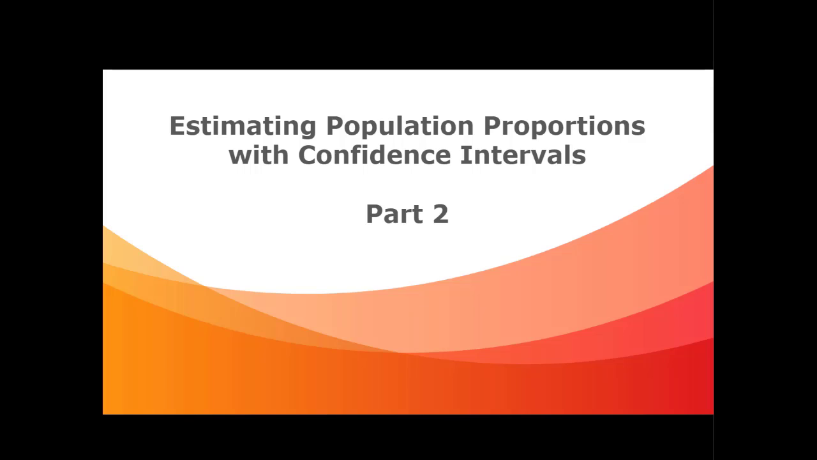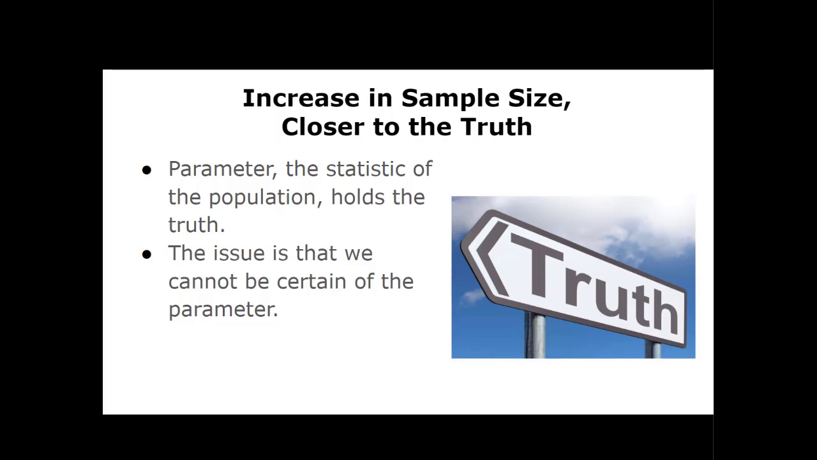But the best part is we will be continuing our work with estimating population proportions with confidence intervals. Yay! Let's review a few basics. If you recall, we keep talking about trying to find the truth within the sample that we've been able to gather from our population of interest. The information about the population is called the parameter. The parameter is the truth.